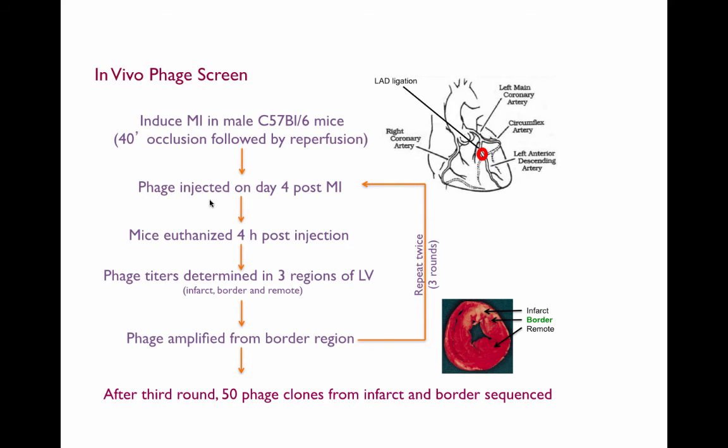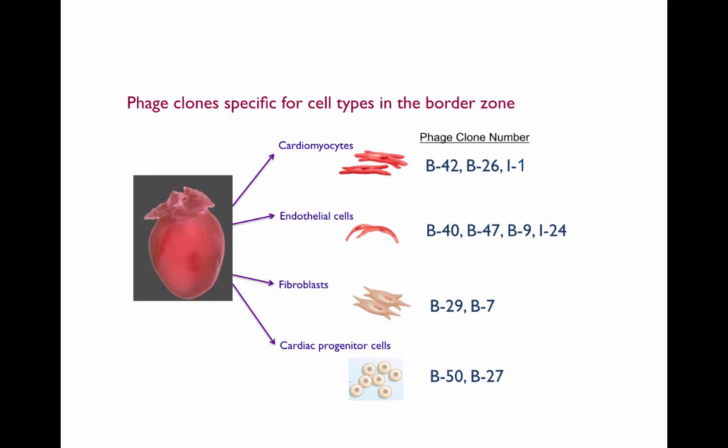4 days later, we inject the phage that are displaying all the different peptides through the tail vein. We then euthanize the animal and grab phage from the different regions, the infarct and the remote. We do not want the remote, we really want the infarct. We then amplify the phage from these regions and repeat this process for 3 rounds. We then sequence them and look for specificity. From there, we were able to identify peptides that are specific for cardiomyocytes, endothelial cells, fibroblasts, and cardiac progenitor cells. So now we have peptides that will bind to each of these different cell types.